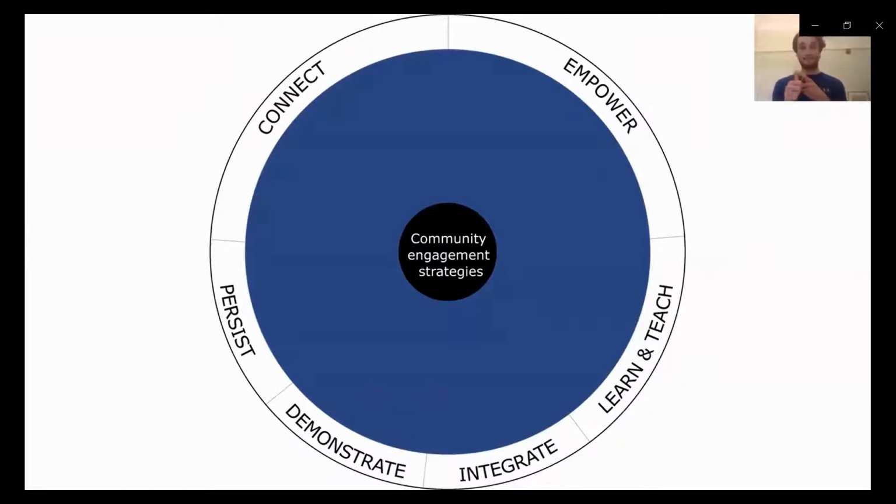It's to connect with the local communities, it's to empower them, it's to learn from and teach to the local communities, it's to integrate your project in the local community, it's to demonstrate the success and failure, but it's also to persist and to stay present in the local community after the project has finished. So let's delve into these a little bit more specifically.